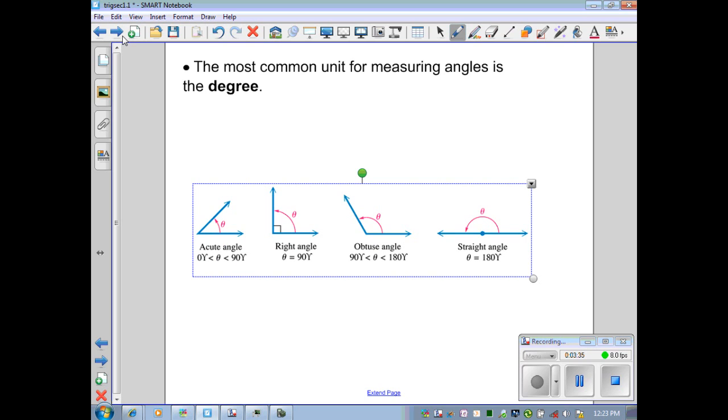The most common unit of measure for angles is the degree. In geometry, you went through a lot of concepts with different types of angles. We're going to get into a lot more in trig, but we're going to start off with some basic ideas of angles. The acute angle falls between 0 degrees and 90 degrees. The right angle is a 90-degree angle. An obtuse angle is between 90 degrees and 180, and the straight angle is 180 degrees. This should be very familiar to you since this followed through almost all of your geometry class.